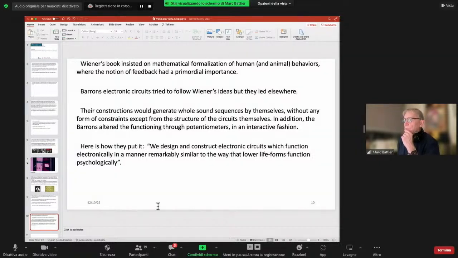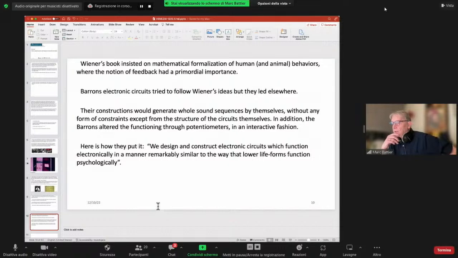Wiener's book insisted on mathematical formalization of human and animal behaviors, where the notion of feedback had a very big importance. The Barrons' electronic circuits tried to follow Wiener's ideas, but they led elsewhere. Their construction would generate whole sound sequences by themselves without any form of constraints, except from the structure of the circuits themselves. In addition, the Barrons altered the functioning through potentiometers in an interactive fashion. This is how they put it.